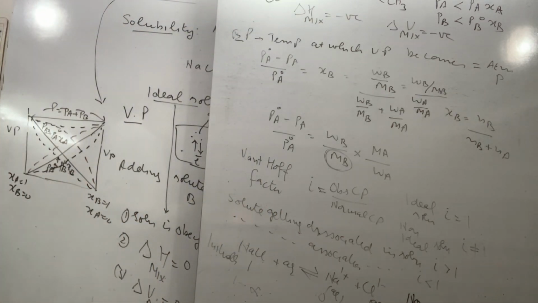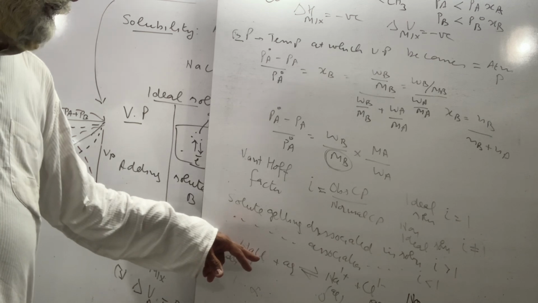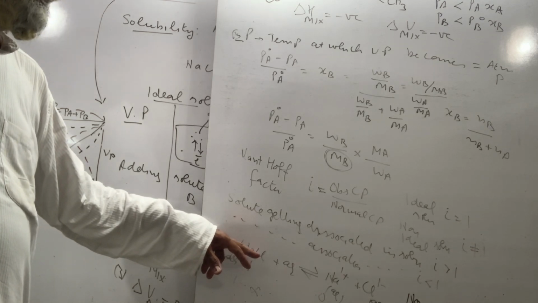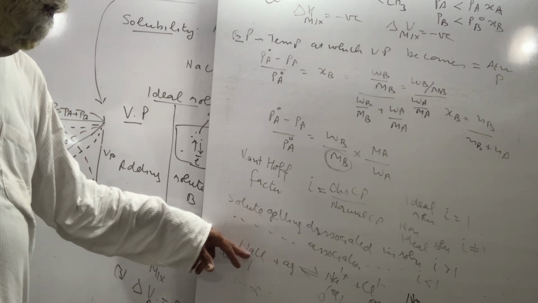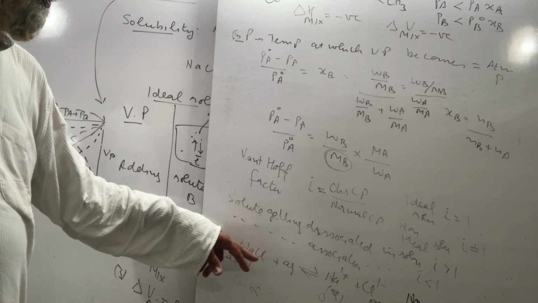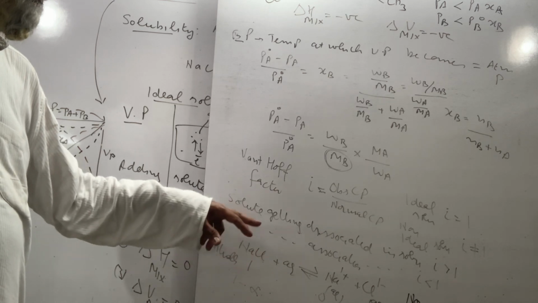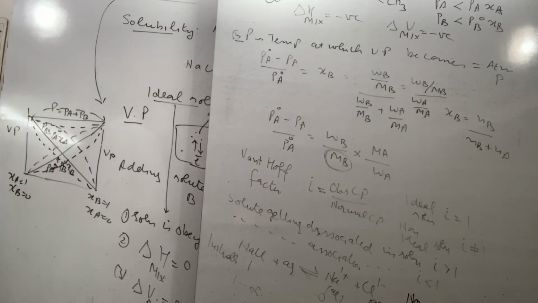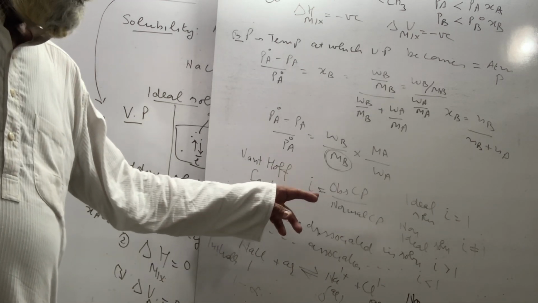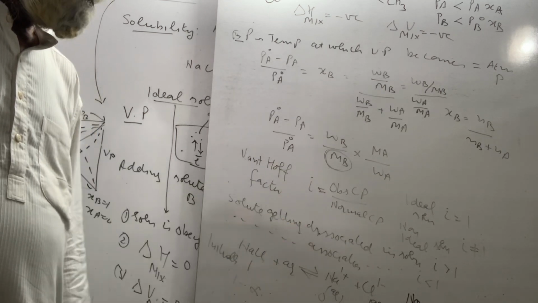So here, the normal molecular mass, the normal formula mass of sodium chloride, is 58.5. But the molecular mass determined with the help of colligative property will turn out to be 29 only. Why is it so? Because of dissociation. Because the observed colligative property is greater than the normal colligative property.